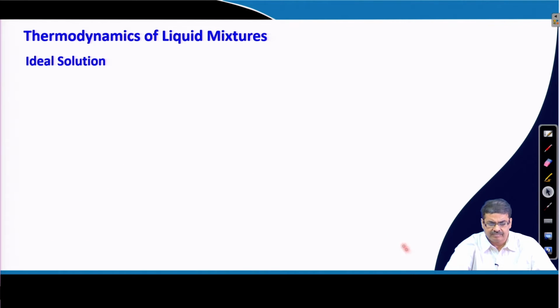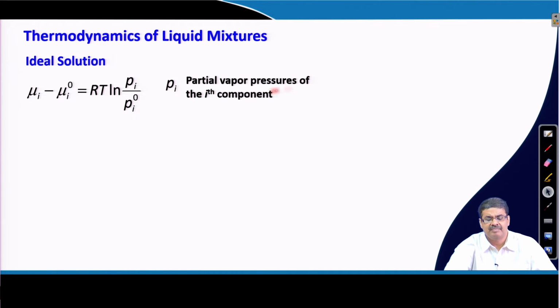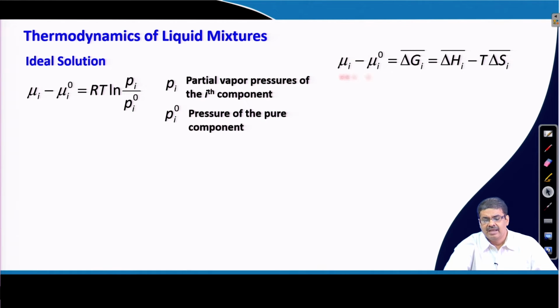In case of ideal solution, we express this quantity like this, where Pi is the partial vapor pressure of the ith component, and Pi naught is the pressure of the pure component. We have seen this in the last slide, and we know that for an ideal solution, the entropy of mixing is given by this expression, where Ni is the number of moles and Xi is the mole fraction of the ith component.